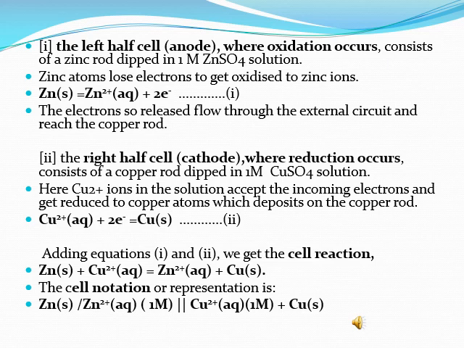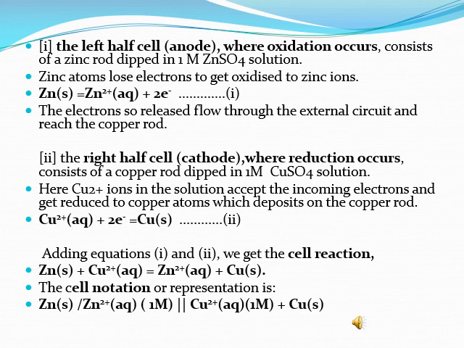Now adding equations 1 and 2, we will get the cell reaction, which is zinc solid plus copper ions in aqueous solution gives zinc ions in aqueous solution plus copper solid. The cell notation is represented as follows. Now in this equation, the left half represents the oxidation and the right half represents the reduction.